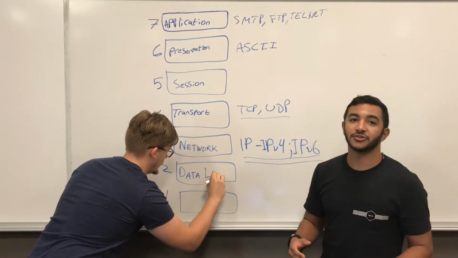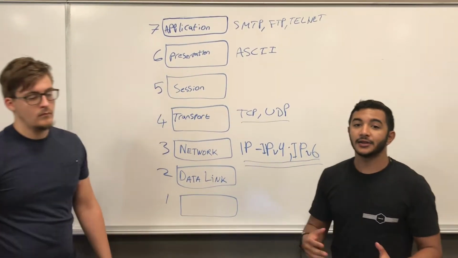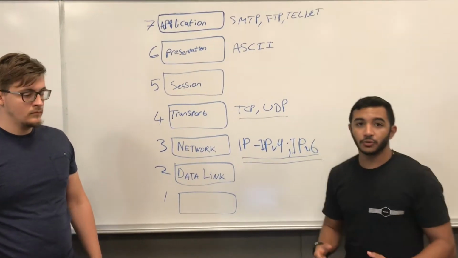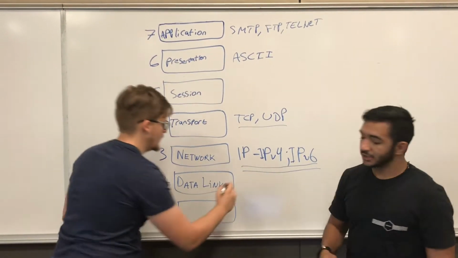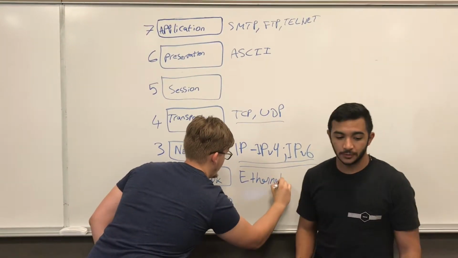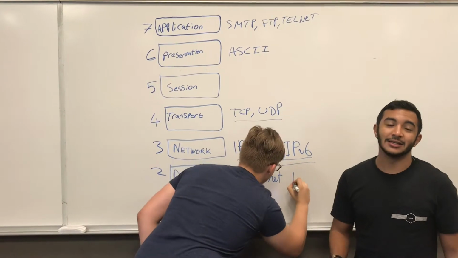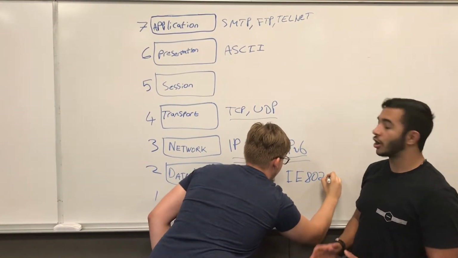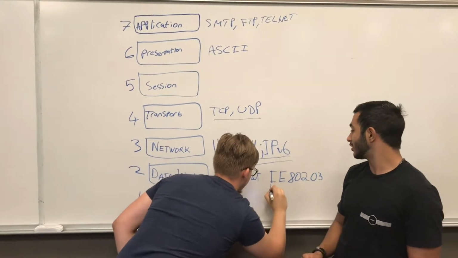Essentially, it ensures that the message is in the correct format, and it checks for any errors that could occur in the next layer. So the protocols used here in the data link layer are Ethernet IEEE 802.3 and the IEEE 802.11n Wi-Fi protocols. These 2 are the most common protocols used in the data link layer.